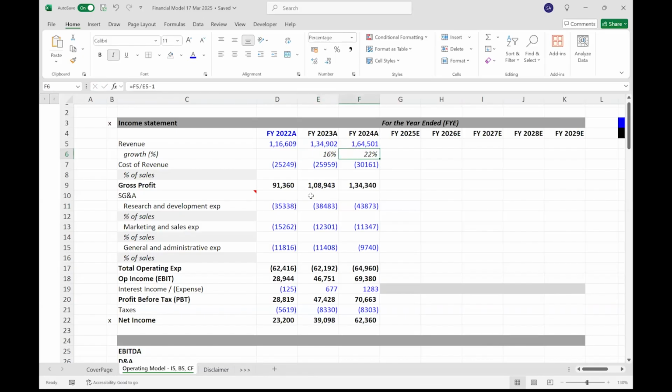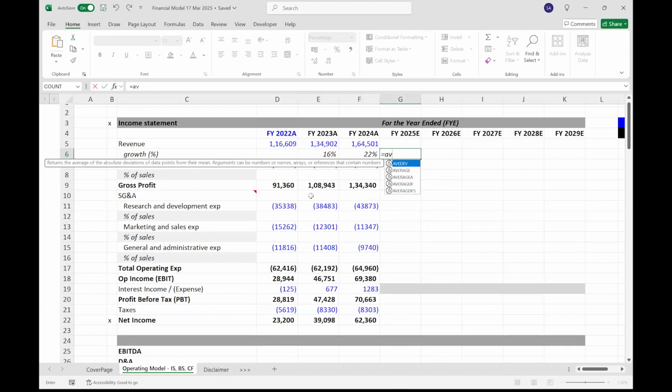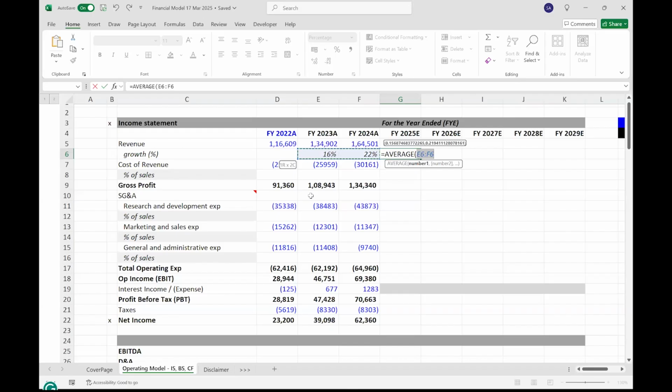And please do this, and also do an average. You need to understand what your average growth of the last 2 years is. So the last 2 years average growth is 19%, which is the average of 16 and 22. Please do this quickly, everyone. So how do you calculate the growth rate? Current year divided by previous year minus 1. I hope everyone has done this and the average of the last 2 years of growth, which is 19%.